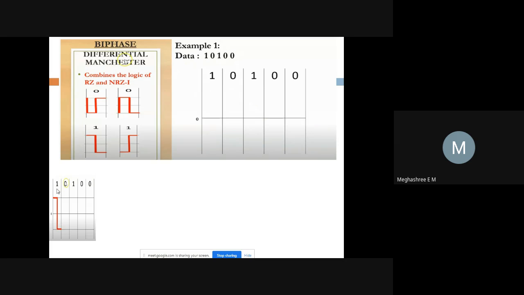See, for bit 1, this is the transition, right? So the next bit is 0. Now you have to make a choice, either this or this. Depending on the previous signal, you have to make a choice of this representation. So I'll be considering this. Why? Because the previous signal ended at the negative side. So it starts from the negative side and ends at the negative side itself. Okay, it ended here and I have used the 0 representation like this.